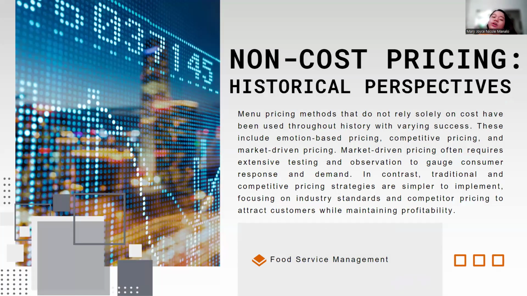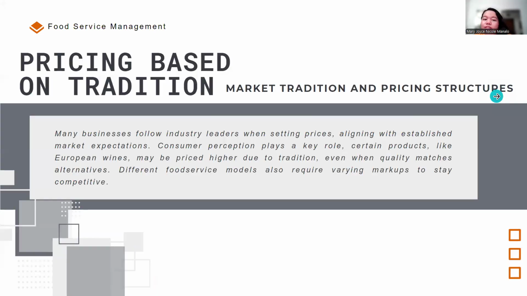So historically, many pricing methods that are not based on cost, such as emotion-based pricing, competitive pricing, and market-driven pricing, have been implemented with varying degrees of success. Market-driven pricing often requires extensive research and observation, while traditional and competitive pricing is relatively simpler to implement. So, pricing based on tradition. Many businesses align their pricing with industry leaders, ensuring they remain competitive.